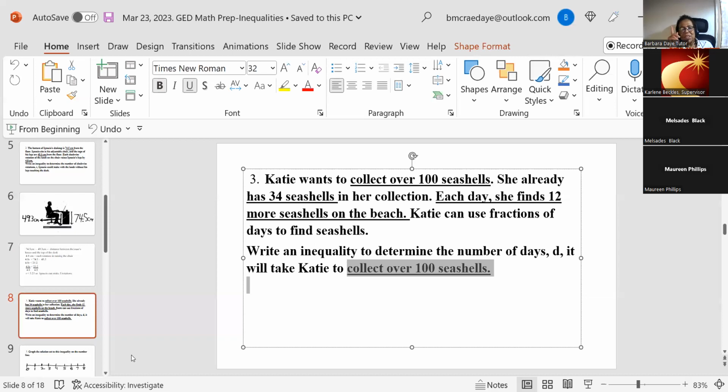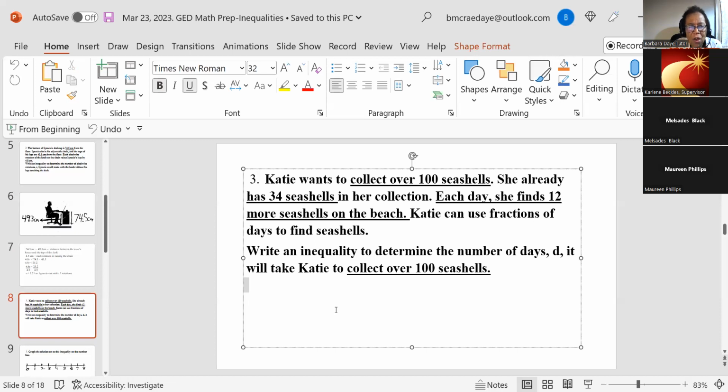Well, how many seashells does she need to collect over 100? How many more does she need to collect to go over 100? She already has 34 and she needs to collect over 100. So how many more does she need to get over 100? So 66. Yeah, she's got to be over 66, right? Now, to get over 66, what must she do? Collect more. Yeah, but what would that look like as an inequality?